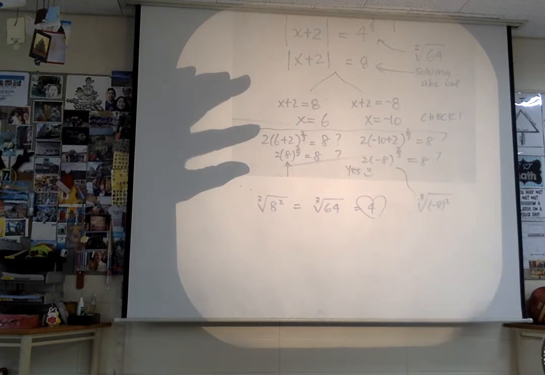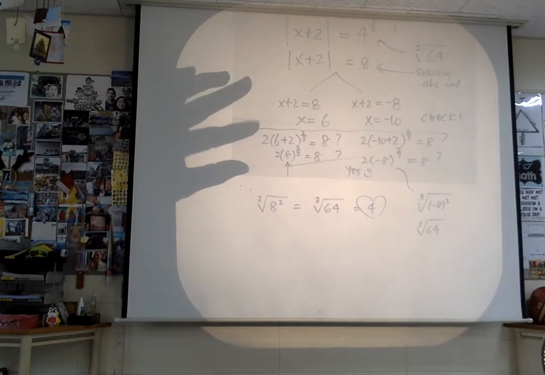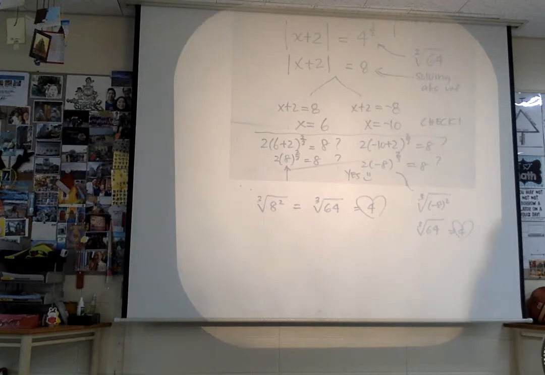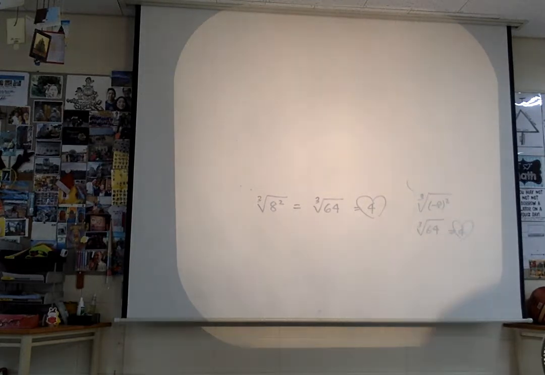Negative 8 squared, right? So it's going to be 64. 64, because negative 8 squared, so it's going to be 4. So both are true. All right, so that's true. All right, so 2 solutions. All right, let's move on.